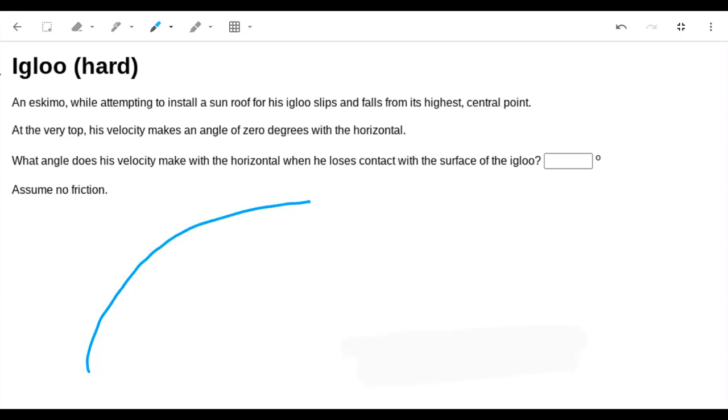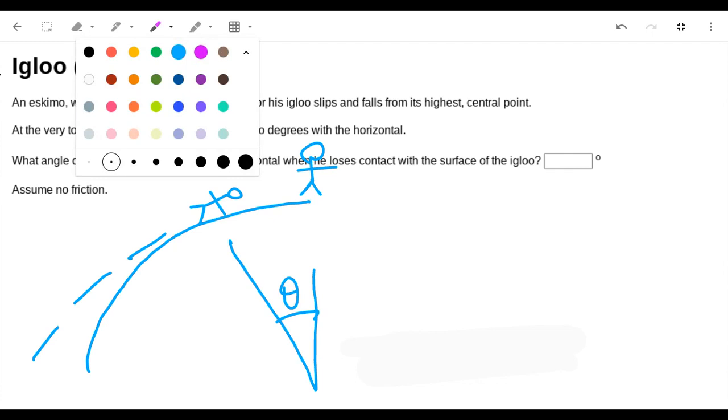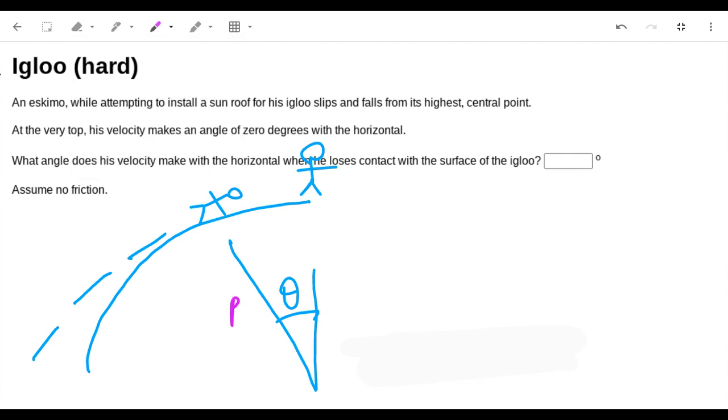Okay, so let's start with this Eskimo who slides down the igloo until he eventually loses contact and then continues to fall in a sort of parabola. We'll define an angle which tells us how far down the igloo he has slipped. Let's start by looking at how fast he'd be traveling.